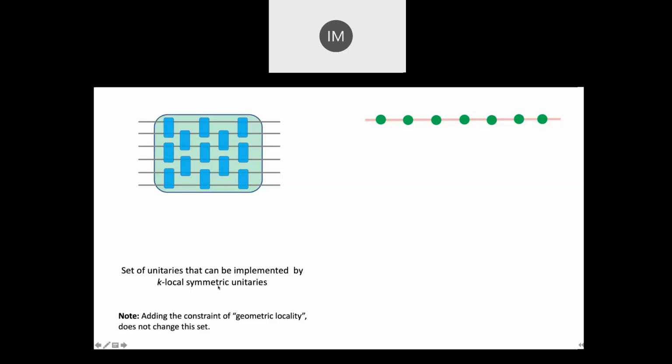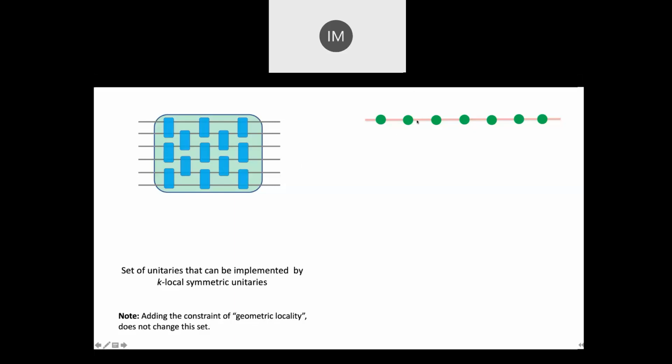And note that in these definitions, when I talk about k-local, there's no notion of geometry, meaning that I can couple arbitrarily far qubits to each other. But you can also define a notion of geometry. For example, you can assume that all qubits are sitting on a 1D chain, and then add the constraint of geometric locality. So not only should the local unitary act only on 2 qubits, it should act on 2 neighboring qubits, right?